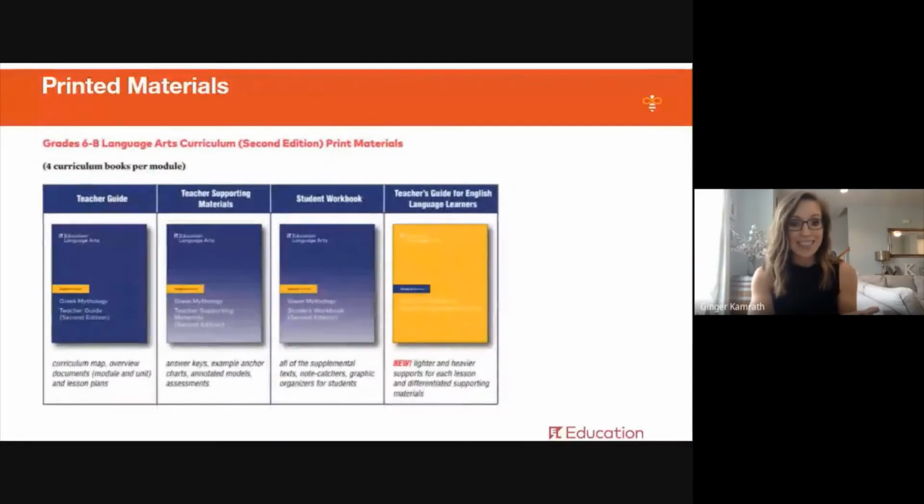The next slide, please. There you go. So to help explain this concept, I wanted to take a moment to look at the materials that exist for each module. In particular, I want to draw your attention to the yellow book on the right side of the screen here. Although labeled the Teacher's Guide for ELL Students, this is a specific guide that provides lighter and heavier supports that are very lesson specific, and they can be applied and helpful for all of your students.